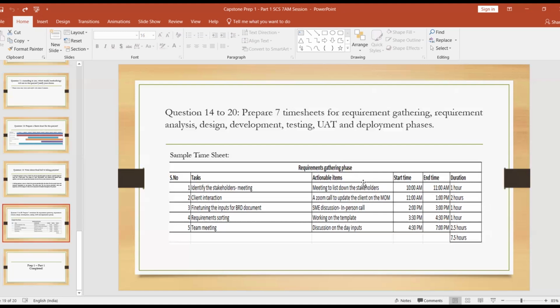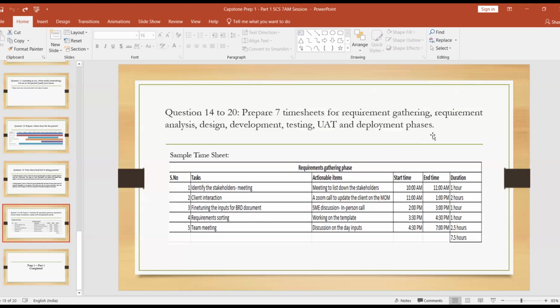A timesheet consists of serial number, task involved, actionable item, start time, end time, and duration. In the same format, you have to prepare your timesheet for these 7 phases: requirement gathering, requirement analysis, design, deployment, testing, UAT, and development. You have to prepare 7 timesheets individually. This is how exactly you have to prepare your Capstone Project Prep 1 Part 1 documentation.